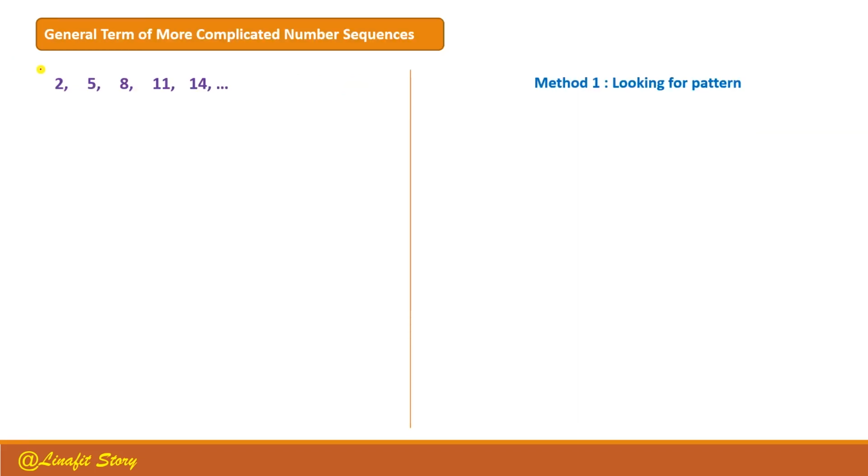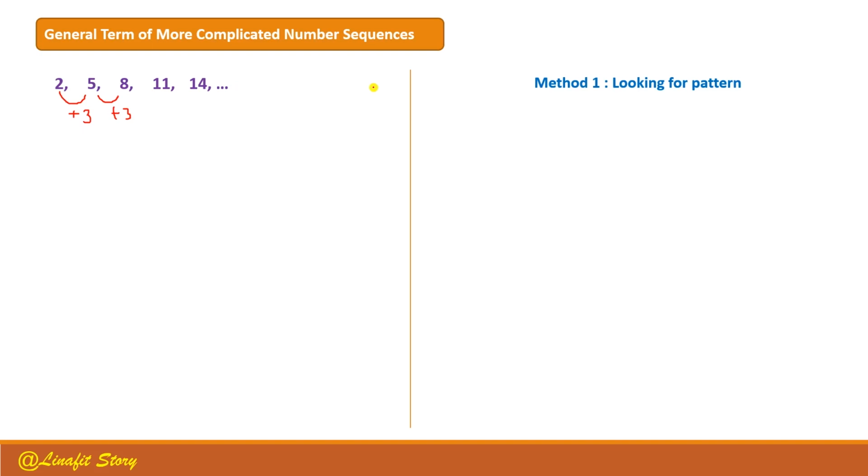General term of more complicated number sequences. Consider the sequence 2, 5, 8, 11, 14, and so on. Notice that the differences between consecutive terms are all equal to a constant. The common difference of this sequence is 3. 2 plus 3 is equal to 5. 5 plus 3 is equal to 8. 8 plus 3 is equal to 11. 11 plus 3 is equal to 14. So this is called a linear sequence because the formula for the general term is a linear expression.